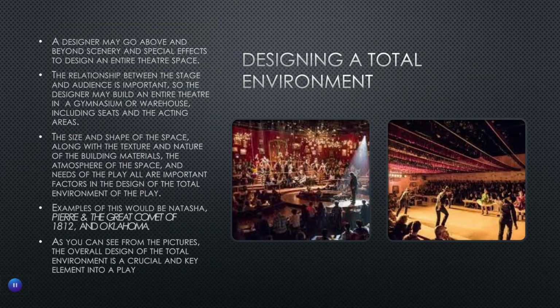The size and shape of the space, along with the texture and nature of the building materials, the atmosphere of the space, and the needs of the play are all important factors in the design of the total environment of the play. Examples of this would be Natasha, Pierre, and the Great Comet of 1812, and Oklahoma. As you can see from the pictures, the overall design of the total environment is a crucial and key element in a play.